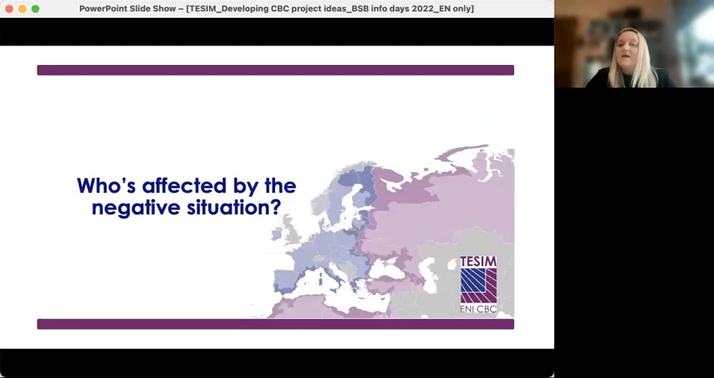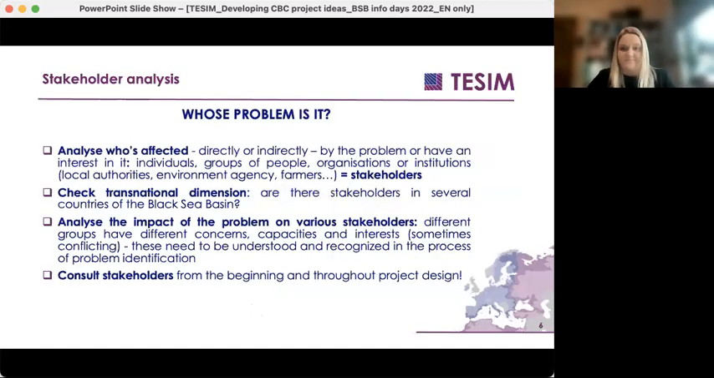Now that you have put together all your ideas about the current situation, it is important to look at who are those affected by this problem, be it in a positive or a negative way. We call them stakeholders, those who are interested in the matter at stake. And stakeholder analysis helps you to understand the interests and concerns of groups whose participation and support is crucial to the success of the project.